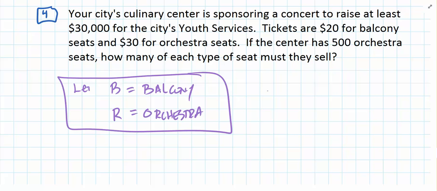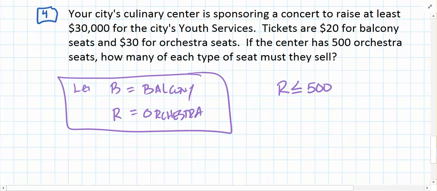At most. So R is going to be less than or equal to 500, because you can't sell any more tickets than you have seats. So it has to be less than or equal to 500, right? You could sit on the ground, but that's a fire hazard. Okay, so what else do we know?